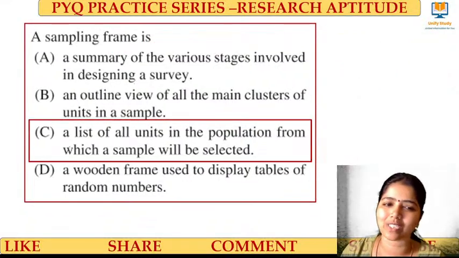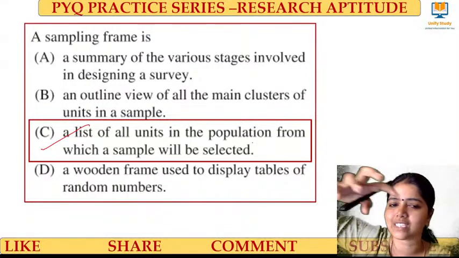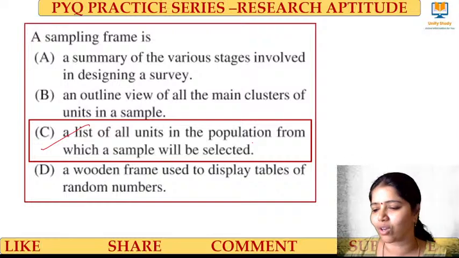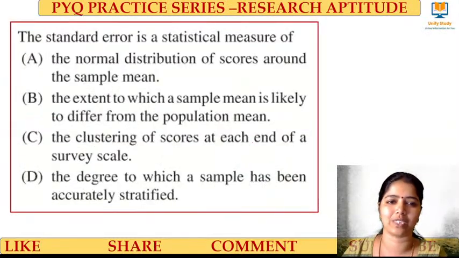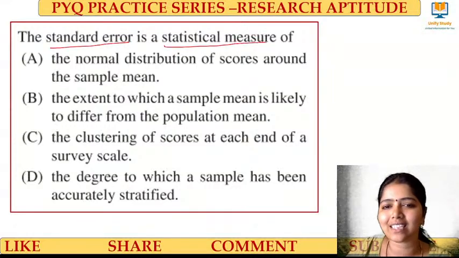The right answer for this question is option C. A list of all units in the population from which the sample is selected, and that we call the sampling frame. Very good. Next question. Now we talk about the standard error. A standard error is a statistical measure of what?